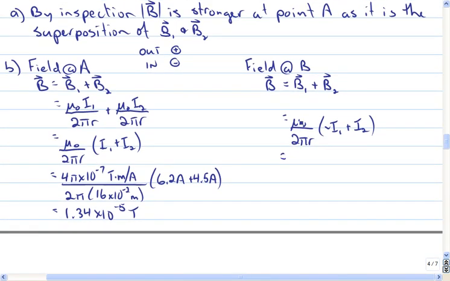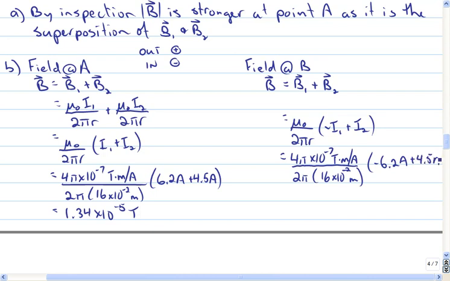Now we substitute all the numbers in, so 4 pi times 10 to the power of minus 7 Tesla meters per amp, all over 2 pi times 16 times 10 to the power of minus 2 meters, times negative 6.2 amps plus 4.5 amps. I'm running out of space here, and I get a final value of negative 2.13 times 10 to the power of minus 6 Tesla.